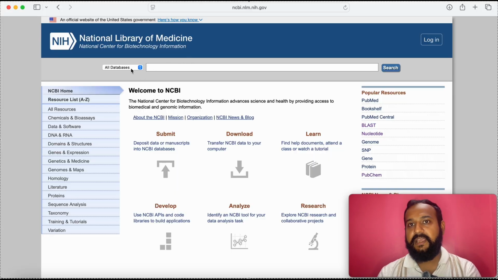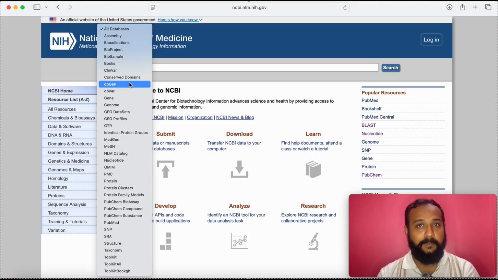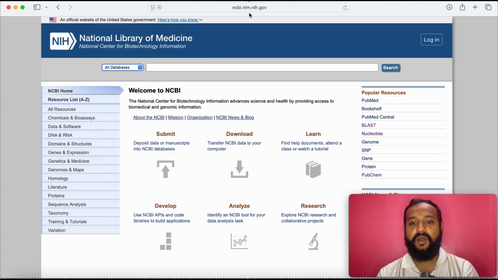First things first, here you will get a toggle button. In the drop down menu you can select many databases, because inside this primary database NCBI you will have multiple other databases. Here you can see the URL, ncbi.nlm.nih.gov. NCBI, the full form you already know. NLM stands for National Library of Medicine, which is part of the National Institutes of Health. The site belongs to the US government, so that is why .gov.